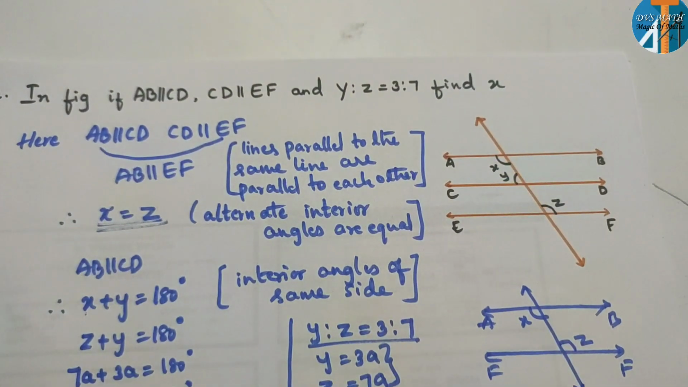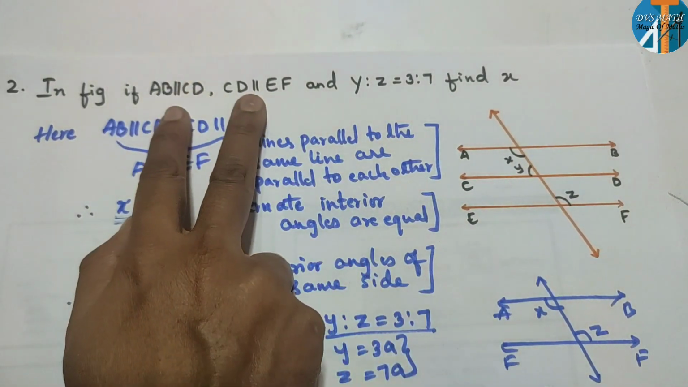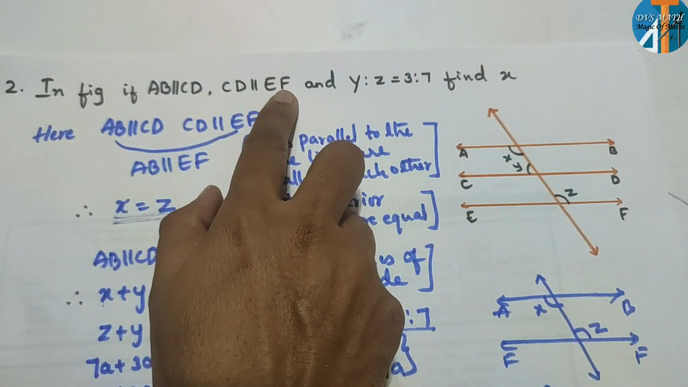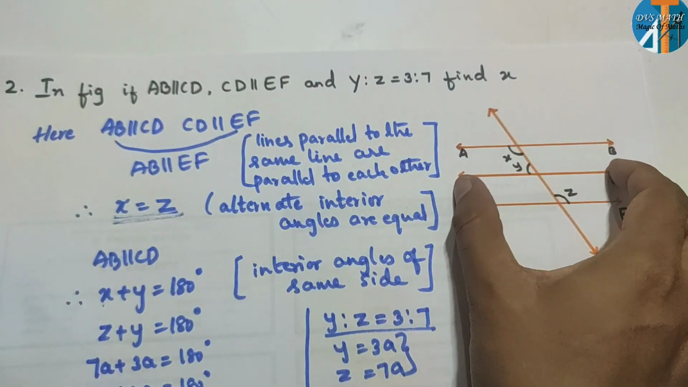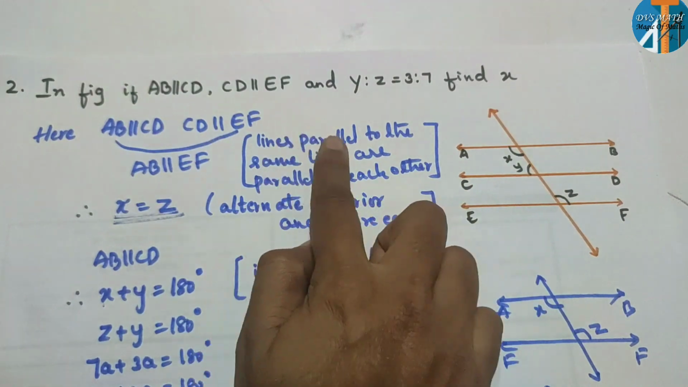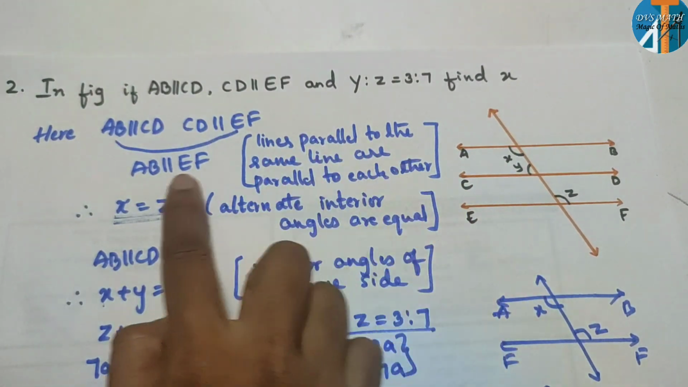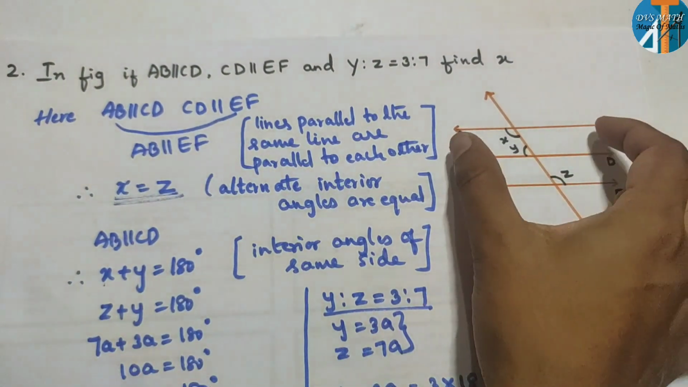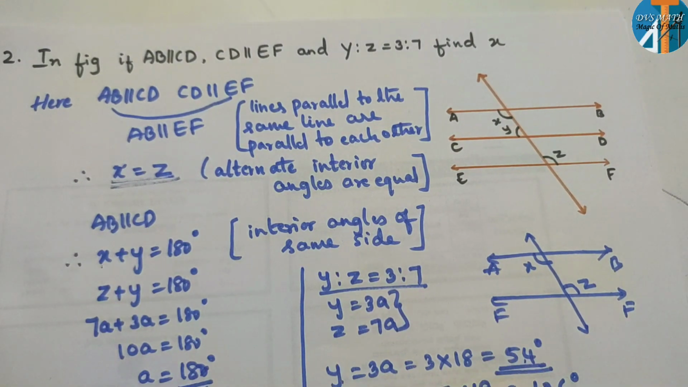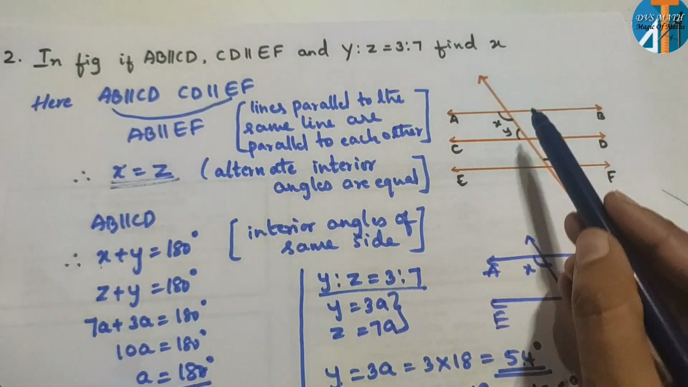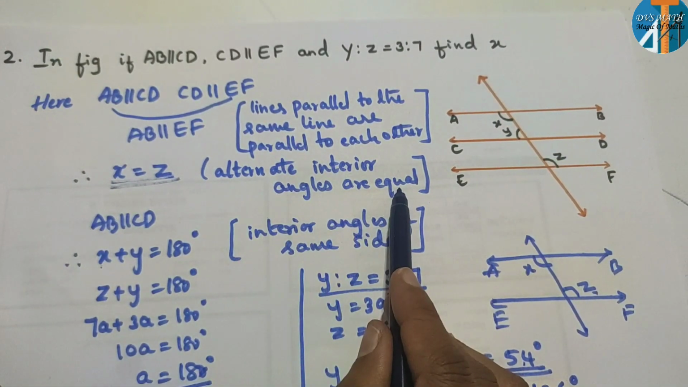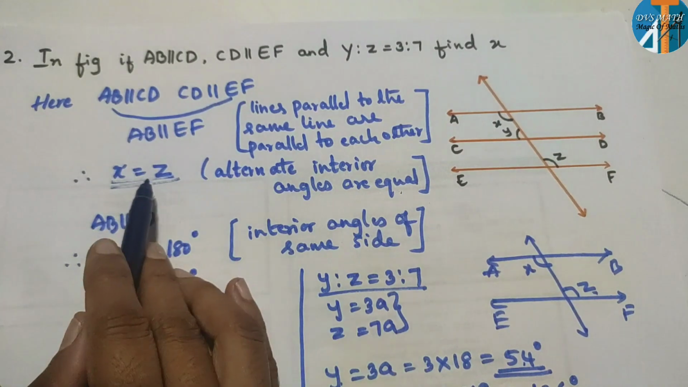So, again I am repeating. First, we are considering these two parts, that is AB is parallel to CD and CD is parallel to EF. Then AB is parallel to EF, because lines parallel to the same line are parallel to each other. Then if I consider AB and EF, x and z are alternate interior angles, so they are equal.